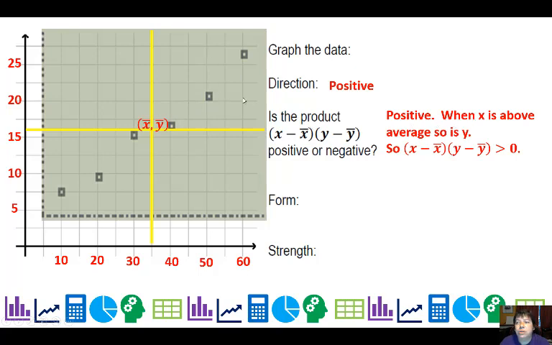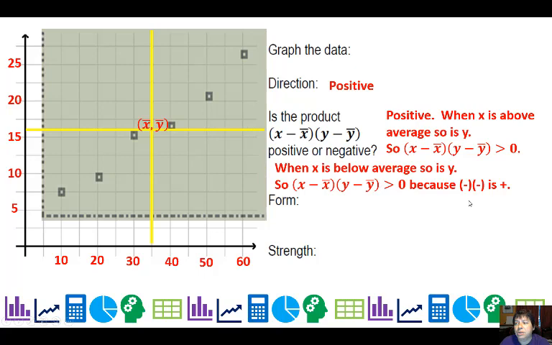So both of these are going to have positive differences. When x is below average, so is y. So I'm going to have two negative products, and I get a positive. So for all these dots, now you could have had a dot over here or a dot over here, but the total sum would have definitely been positive because of this sort of positive direction.